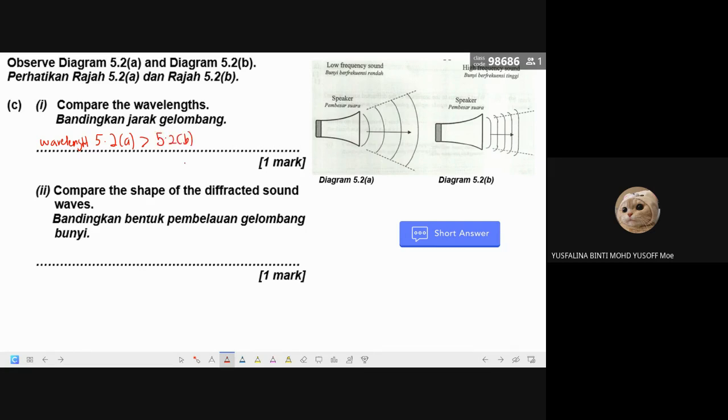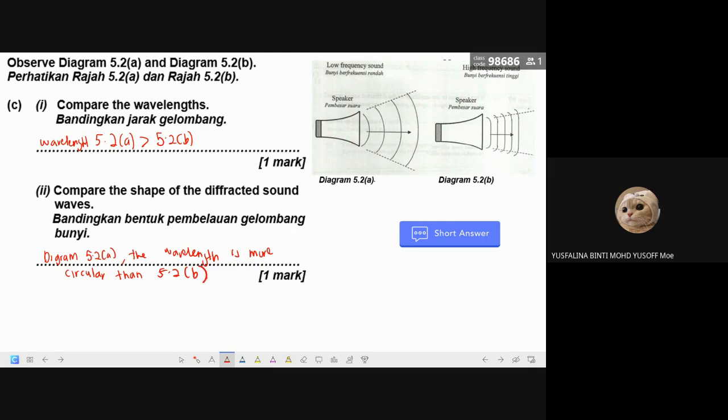Okay, and how about the shape? Which one is the more circular? So diagram 5.2, this one you have to put the words. Okay, so diagram 5.2A, the wavelength is more circular than 5.2B. Okay, so that's the answer.